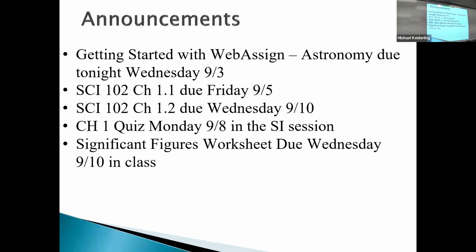Most of chapter 1 is in 1.1. The chapter 1 quiz will be on Monday in the SCIE session at 1 o'clock next week. So next week on Monday at 1 in your SCIE session, you're having your quiz on chapter 1. And lastly, the significant figures worksheet is due on Wednesday the 10th.